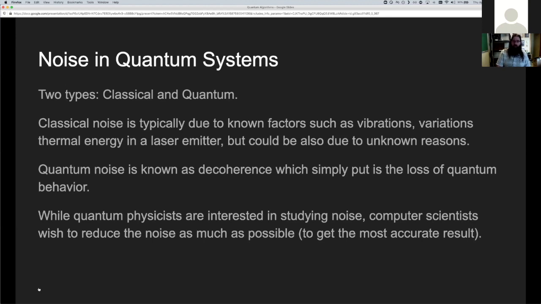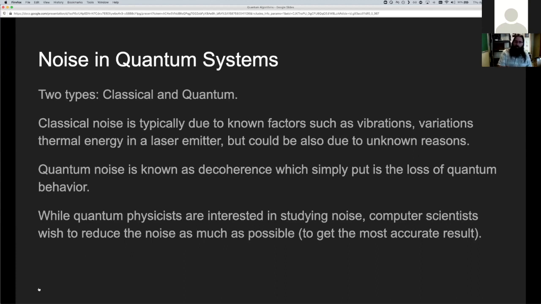Quantum physicists really love studying noise, but as computer scientists, we want to get the most accurate result possible, and noise causes inaccurate results. Actually, the more gates you have, the more noise you introduce. So part of the research area is trying to get algorithms running on as few gates as possible, through decompositions and so forth.